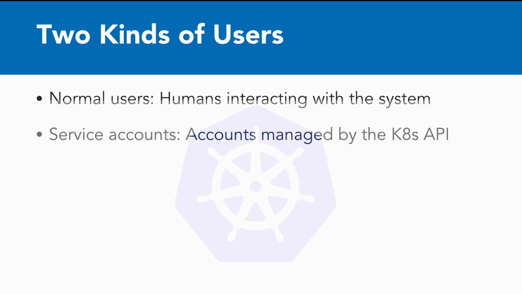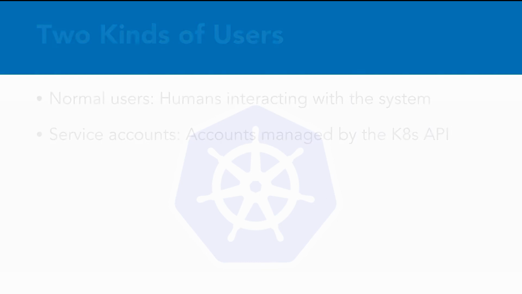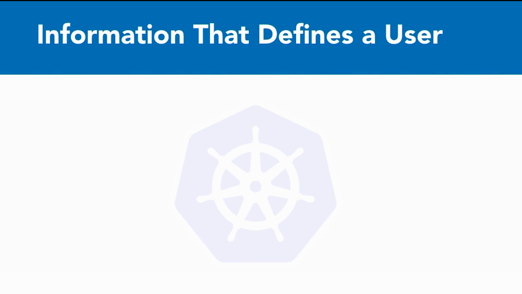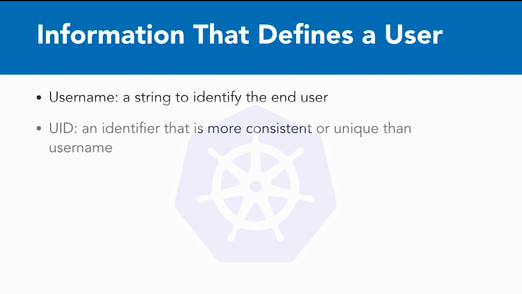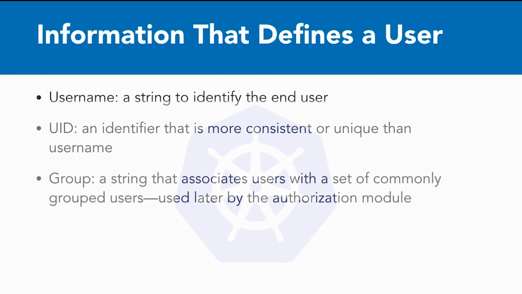From a Kubernetes perspective, these users are managed outside of Kubernetes. Service accounts are managed by the Kube API server, bound to a specific namespace, and tied to credentials managed in secrets. There are four pieces of information that define a user: the username, which is basically a string, a UID or a unique ID, which is an identifier that is more consistent and unique than the username, a group, which is a string that associates users with a set of commonly grouped users.